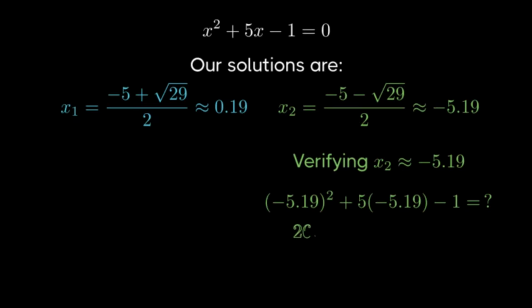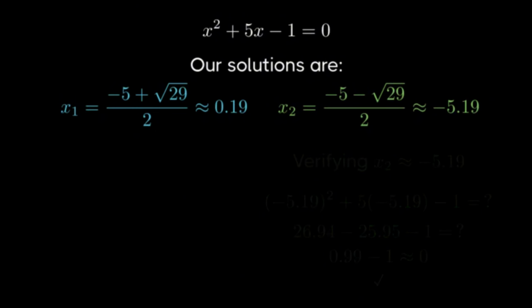Remember that when we square a negative number, we get a positive result, so negative 5.19 squared equals 26.94, and 5 times negative 5.19 equals negative 25.95. Now we add these terms together. 26.94 minus 25.95 equals 0.99, and 0.99 minus 1 gives us approximately 0. Again, the small difference is due to rounding in our decimal approximation. This confirms that our second solution, x equals negative 5.19, also satisfies the original quadratic equation. Both of our solutions are valid.